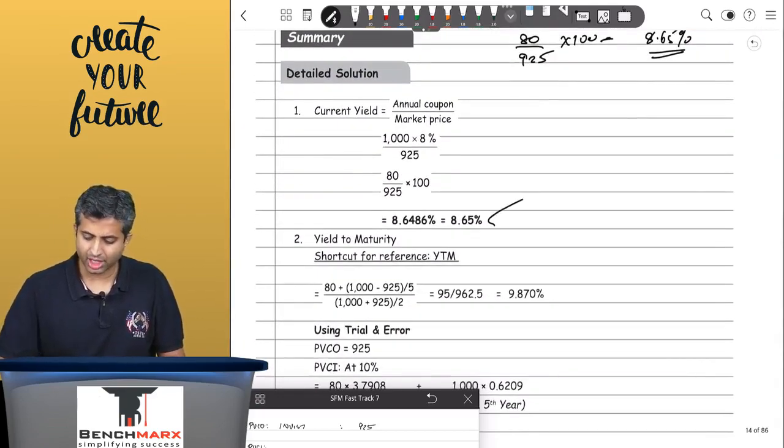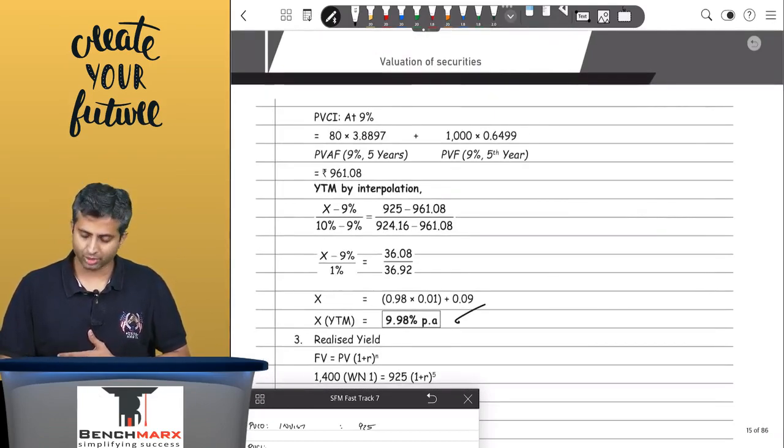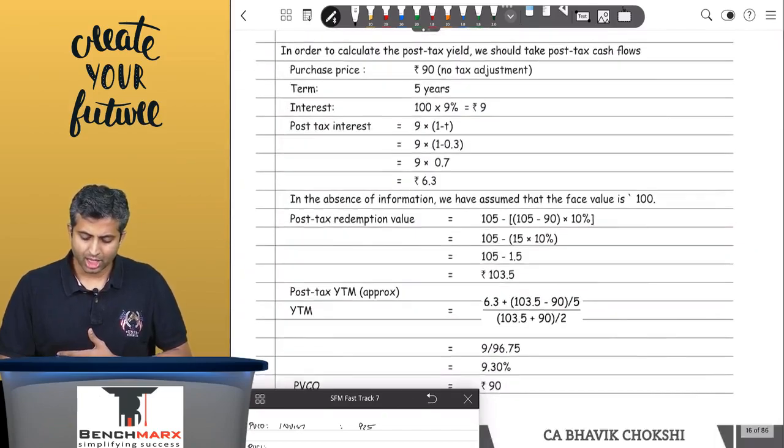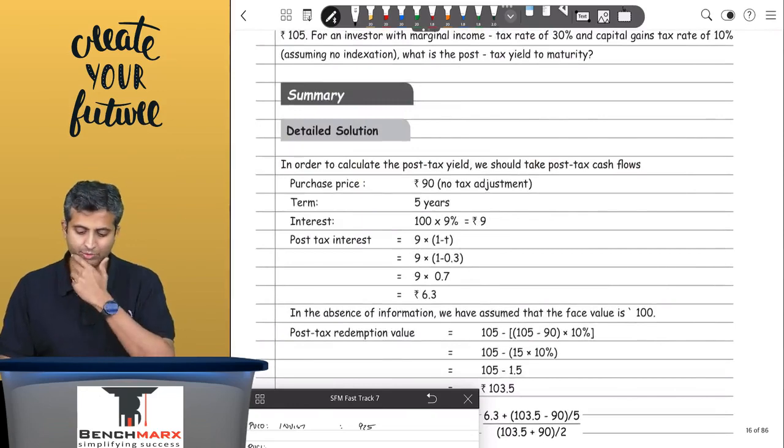8.65% for the current yield and around 9.98% for the yield to maturity. I think there are just two more questions remaining over here. There's question number 14 and 15.